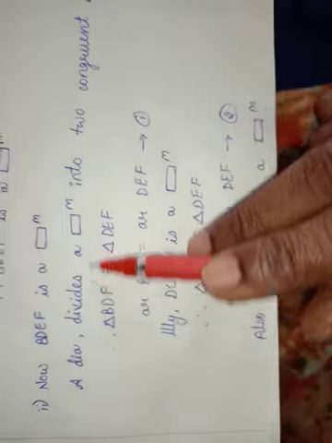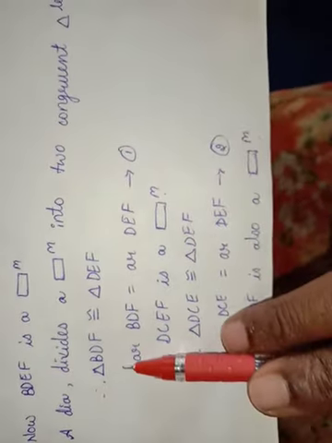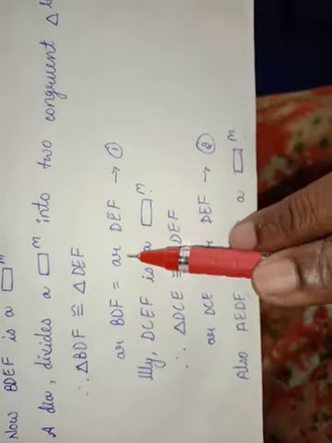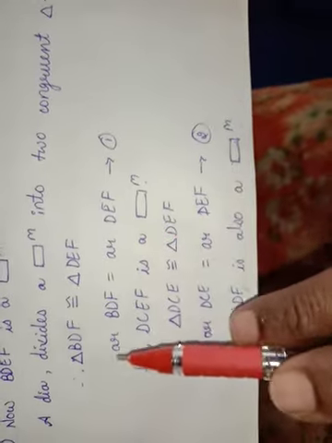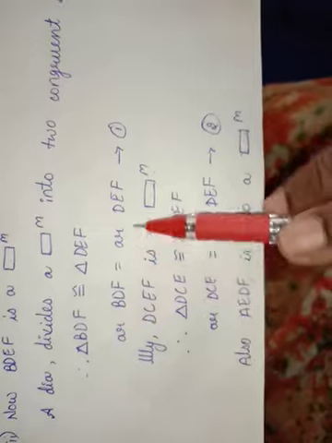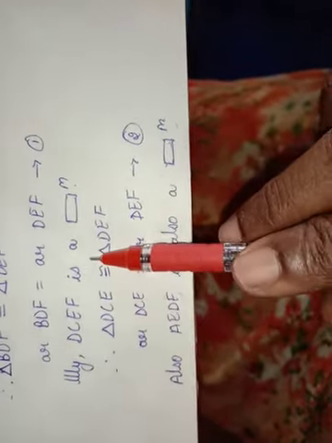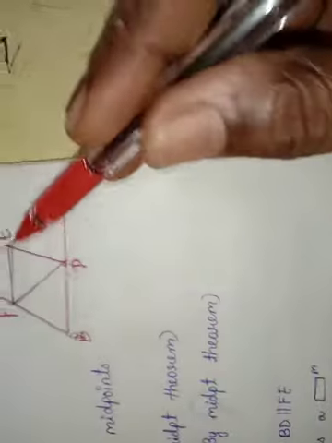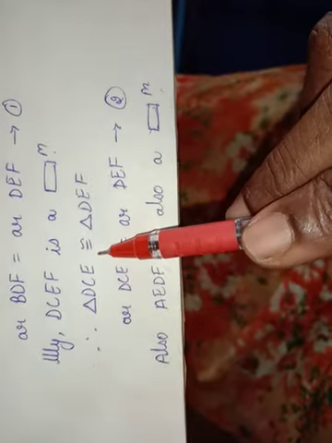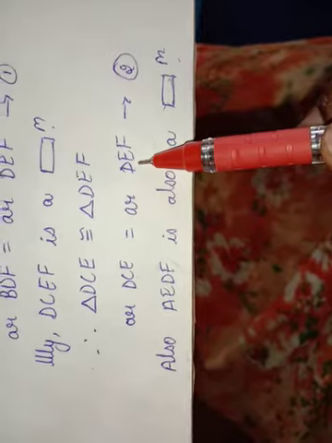Now, next, BDEF is a parallelogram. A diagonal divides a parallelogram into two congruent triangles, isn't it? Therefore, triangle BDF is congruent to triangle DEF. Area of BDF is equal to area of DEF, since these two triangles are congruent, their areas also will be equal. So, that is 1. Similarly, DCEF is a parallelogram. Therefore, triangle DCE is congruent to triangle DEF. Area DCE is equal to area DEF. That is 2.